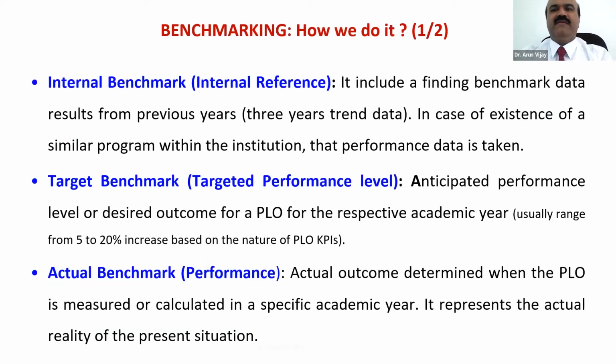Internal benchmarking. We compare our own performances, last 2 or 3 years trend data. In case a parallel program exists, for example, a respiratory care program conducted in the main campus can be compared with the respiratory care program conducted in peripheral branches. In the absence of another parallel program, we will compare our own performance with the last 2 or 3 years trend data. That we call internal reference. Then we fix our target, our anticipated performance for the next academic year. We usually give a guideline, 15 to 20% increase from the previous year.